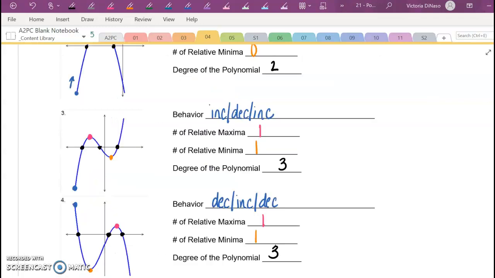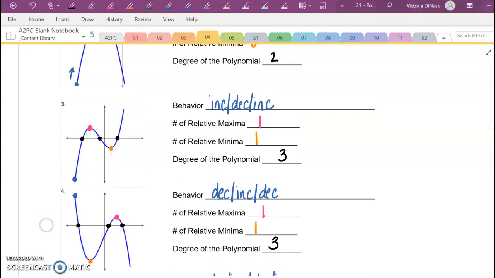Go ahead and check your answers to numbers 3 and 4. Notice that both of these had a degree of 3. My relative maxima for both of them was 1, relative minima was 1. In number 3, we were increasing, decreasing, increasing, and then in number 4, we were decreasing, increasing, decreasing. In number 3, we're ending up, so the leading coefficient is going to be positive. In number 4, my leading coefficient has to be negative because I have a downward arrow on the far right side.